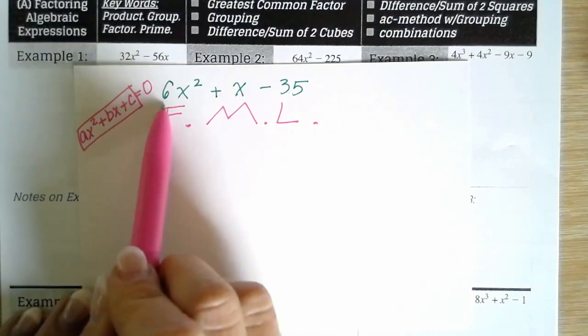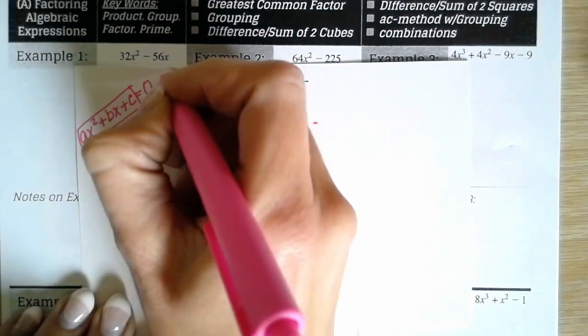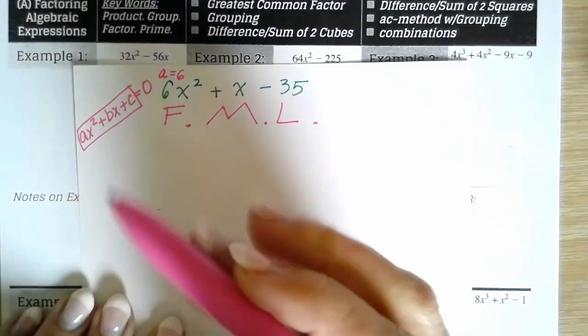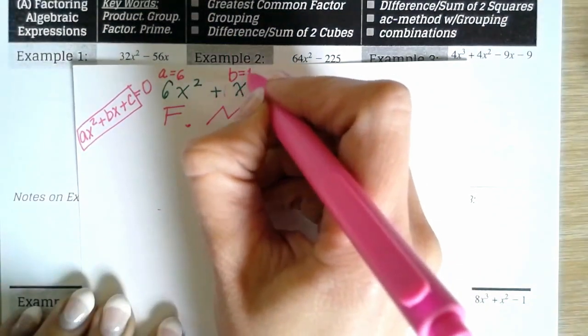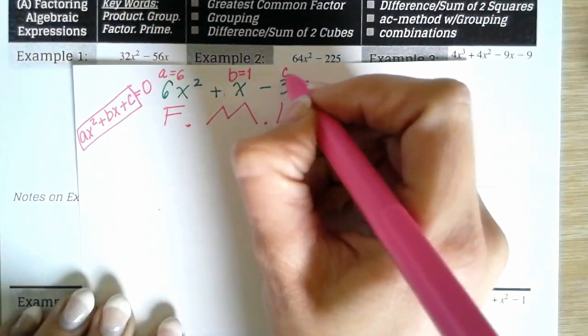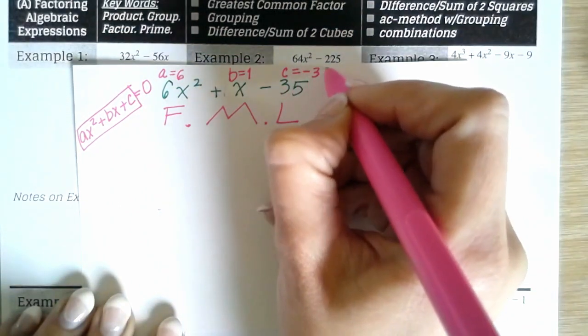So what does that tell me? A is equal to 6. So I'm going to write down a little note for myself. A is equal to 6. What does B equal? Well, the coefficient right here. So in this case, B is equal to 1. And then C is my constant at the end, and that's negative 35.